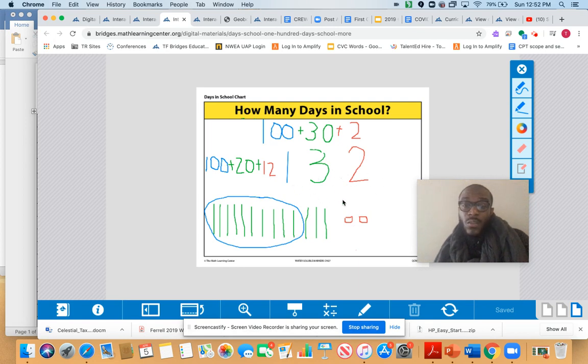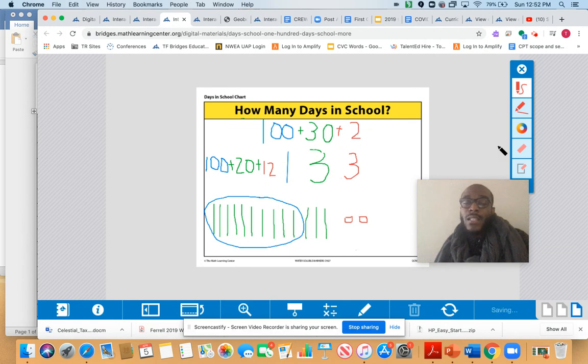Ooh, so what place value do we have to change? If you said 2, that's right. We have to change that 2 into a 3. And what color are we going to use? That's right. We're going to use red. We're going to use the color red because the red represents our ones place. This is how you write a 3.